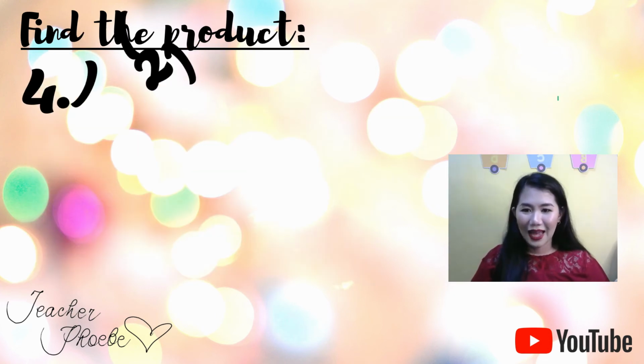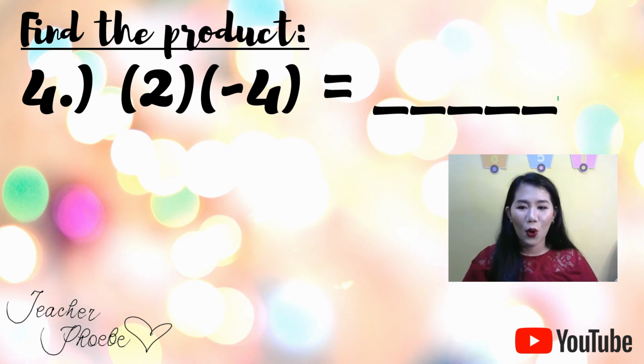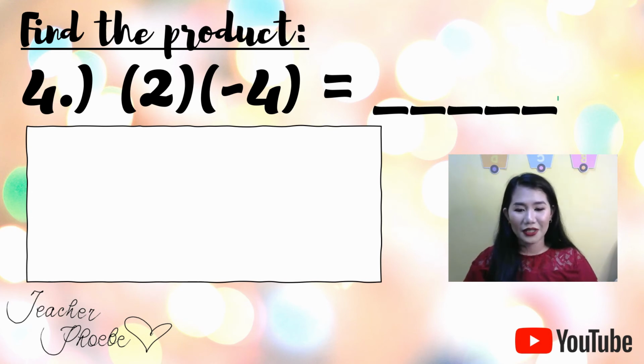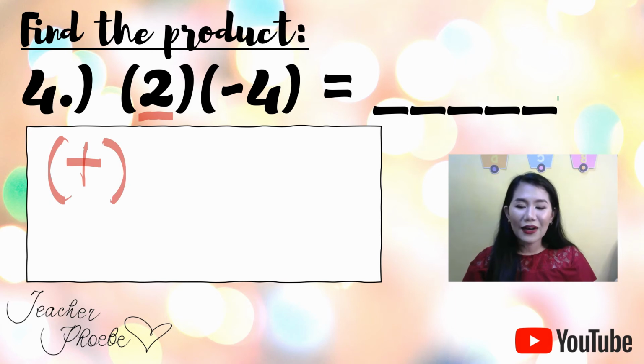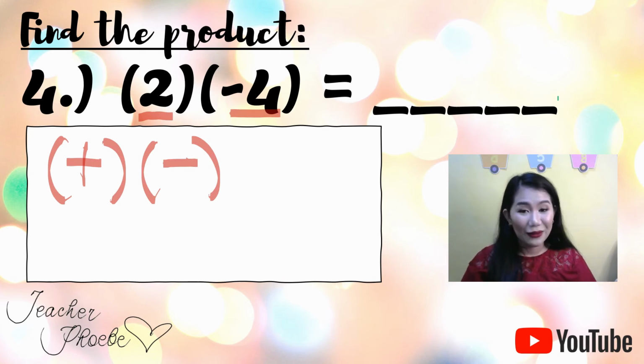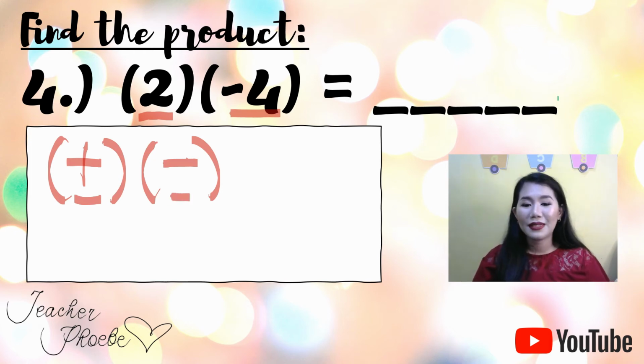Okay, so let us have number 4. For number 4, I have here 2 times negative 4. Okay, find the product. First, identify the sign of your integers. Ano ba ang sign ng 2 dito? Positive. Right. Anong sign ng 4 natin dito? Negative. So, as you can see, magkaiba sila ng sign. Positive yung isa, and negative naman yung isa. So, ano ang sabi sa rule?